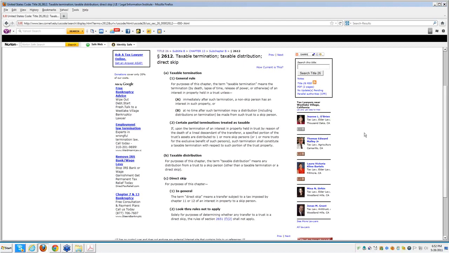Go read number 2. Which 2? Look-through rules not to apply? Yeah. Solely for purposes of determining whether any transfer to a trust is a direct skip, the rules of Section 2651(f)(2) shall not apply. Okay, so you have 3 types of taxes. You have a taxable termination, you have a taxable distribution, and a direct skip.